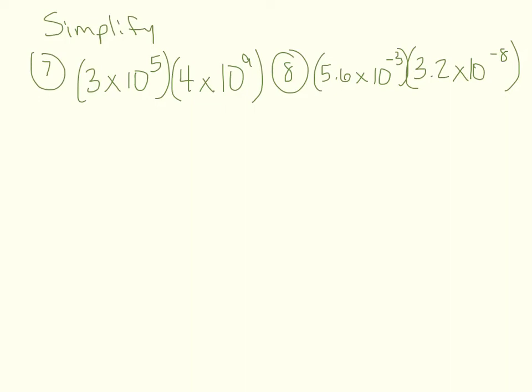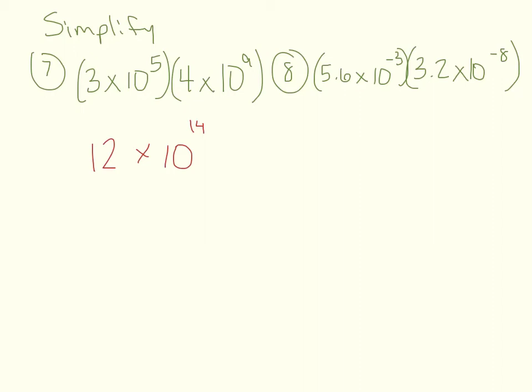These are in scientific notation. So 3 times 10 to the 5th times 4 times 10 to the 9th. Well, 3 times 4 is 12 times 10, and then with your exponents you just add them. So 5 plus 9 is 14. So that becomes 12 times 10 to the 14th.